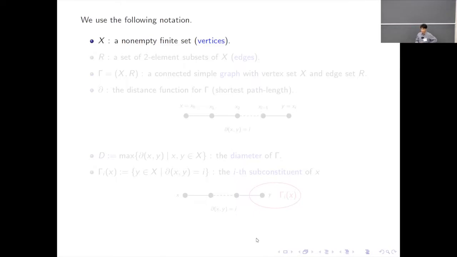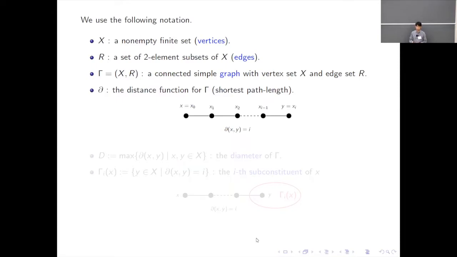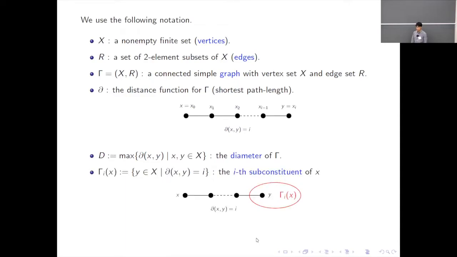Our X is a non-empty finite set, and R is a set of two-element subsets of X. Gamma is a connected simple graph with vertex set X and edge set R. We use the notation ∂, the shortest path length distance function for gamma, and we also define the diameter d of gamma. And we use the notation gamma_i(x), the i-th subconstituent of x.